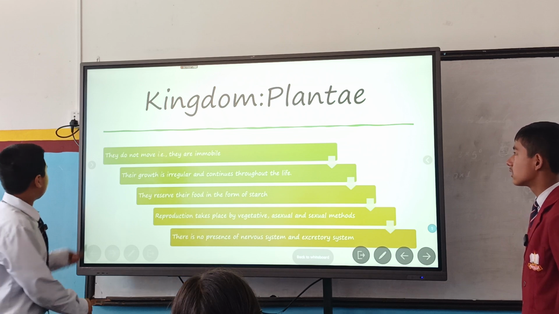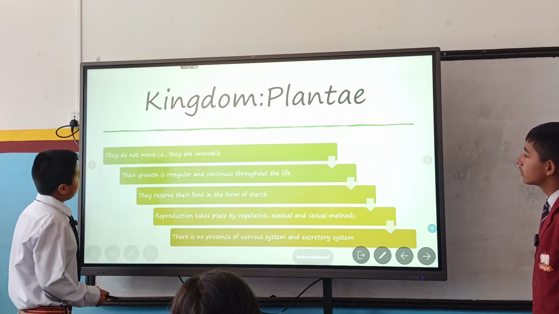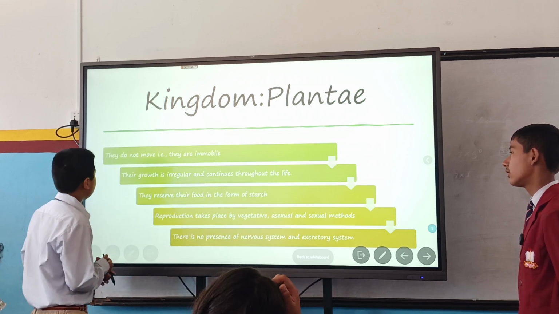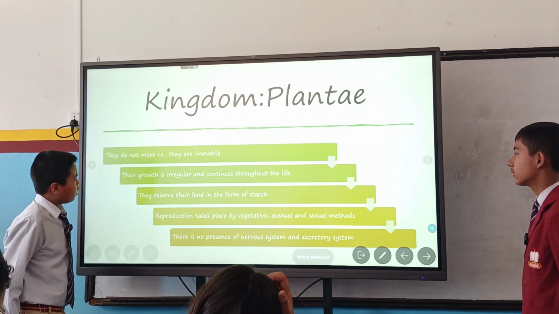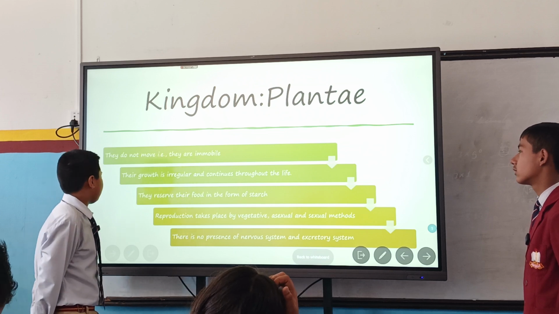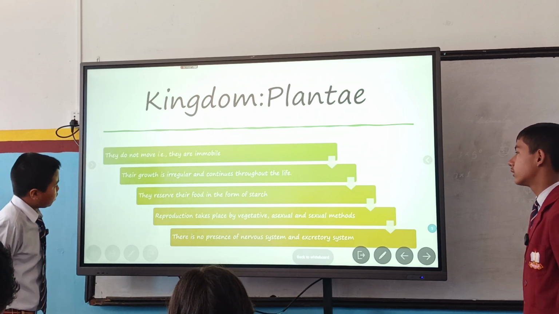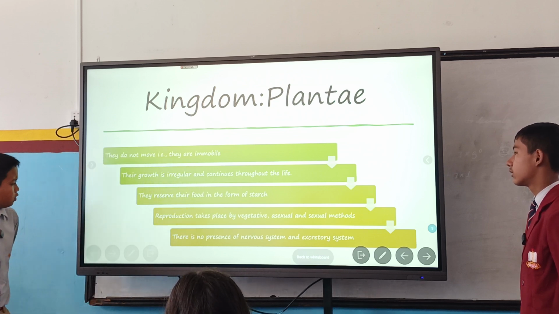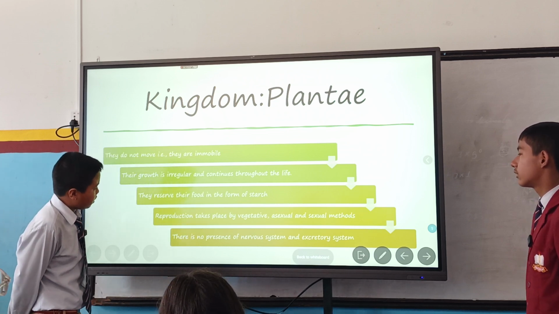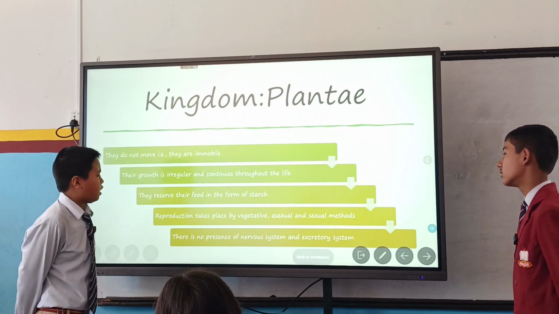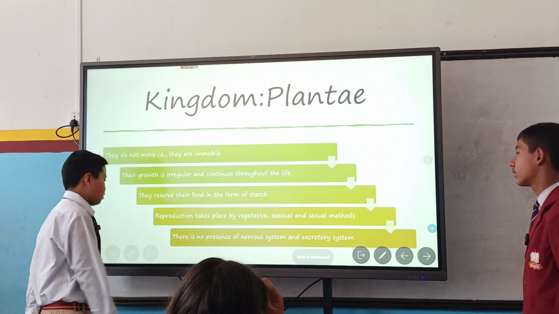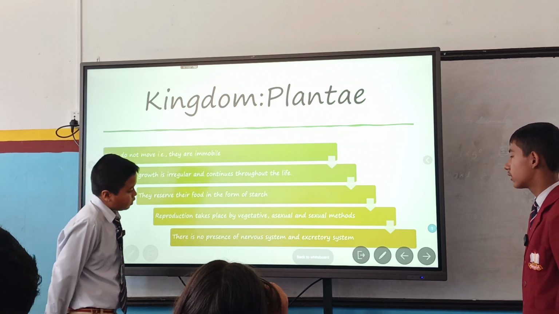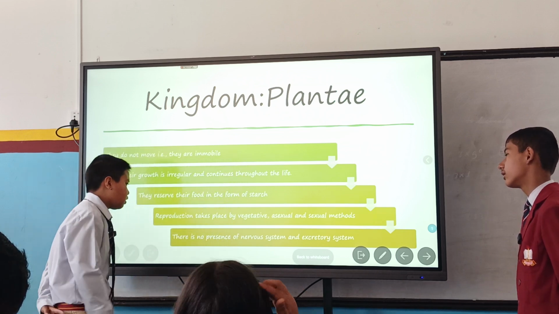Kingdom Plantae. They do not move. They are immobile. Their growth is irregular and continues throughout life. They reserve their food in the form of starch. Reproduction takes place by vegetative, asexual and sexual methods. There is no presence of nervous system and excretory system.